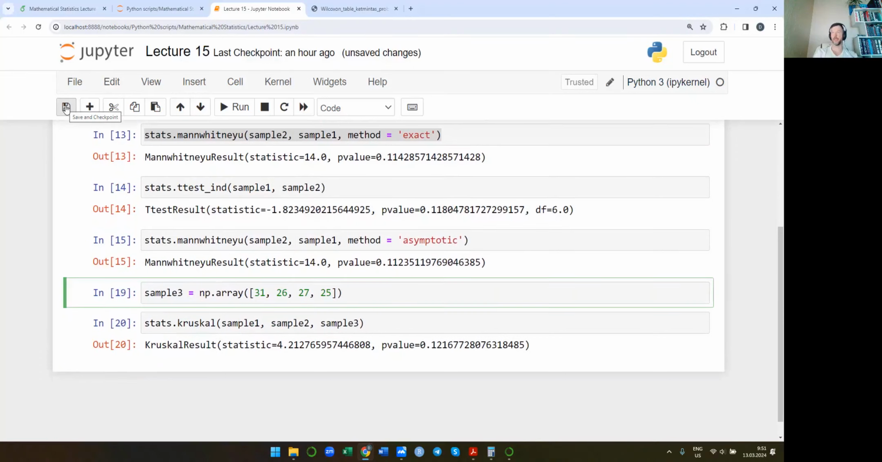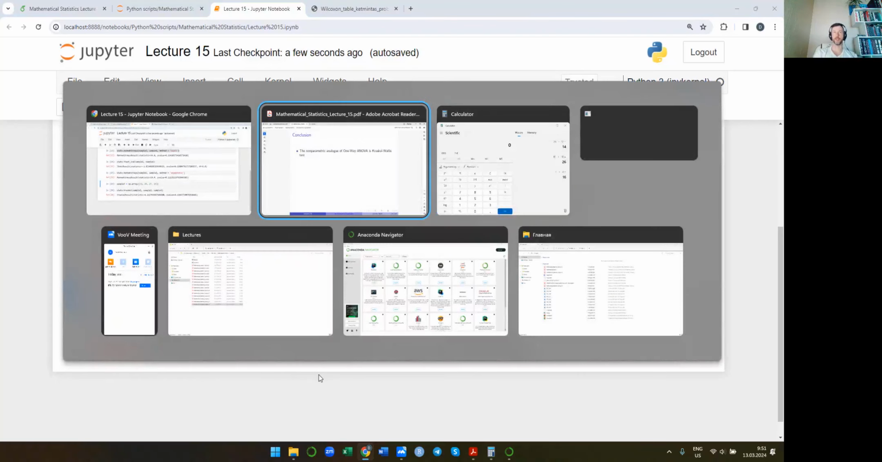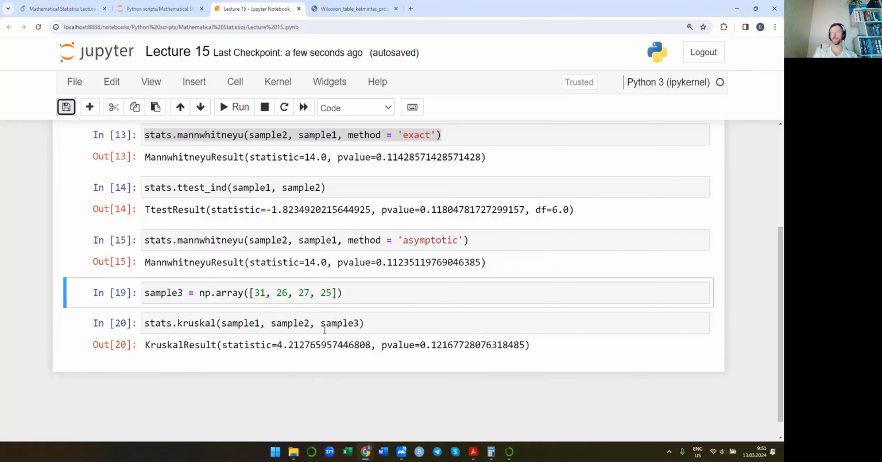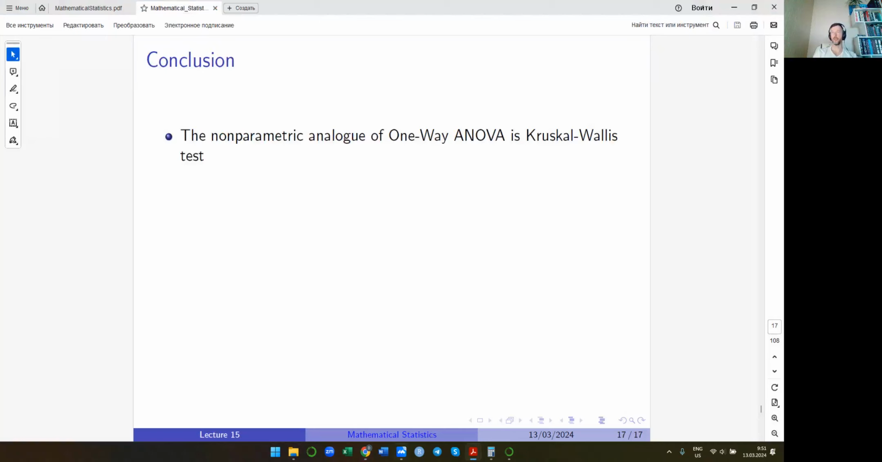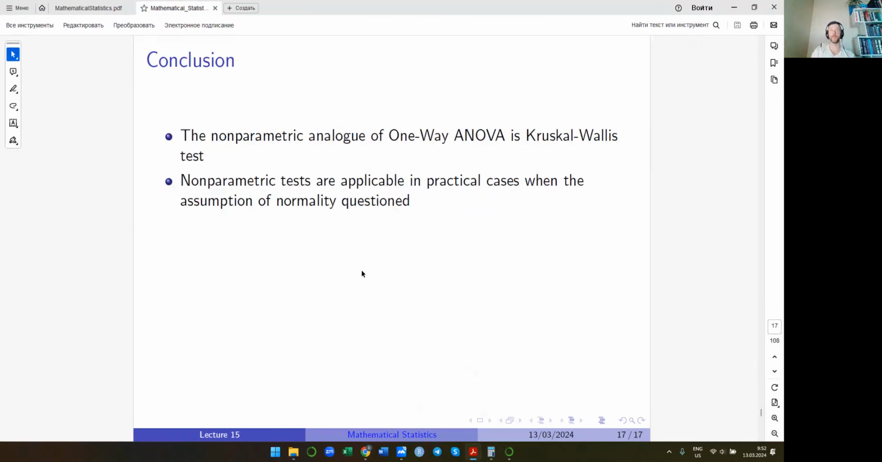So same idea, different implementation, of course, because the Kruskal-Wallis test has a different statistic. This is just for your information that there is a non-parametric analog of ANOVA, which you can also apply when comparing ordered variables or when non-normality is present. Yes, so this is what I said: you have to apply non-parametric tests when the assumption of normality is questioned.